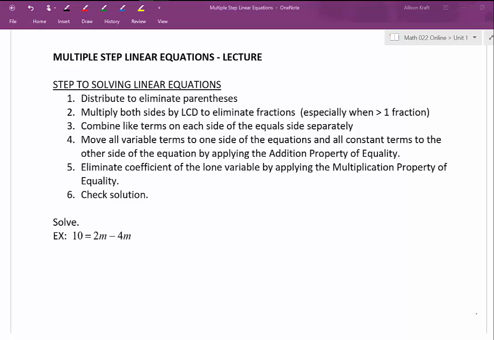Third, combine like terms on each side of the equal sign separately. Fourth, move all variable terms to one side of the equation and all constant terms to the other side of the equation by applying the addition property of equality. Fifth, we want to eliminate the coefficient of the lone variable by applying the multiplication property of equality. Typically, we're dividing here. And then lastly, we can always check our solution.